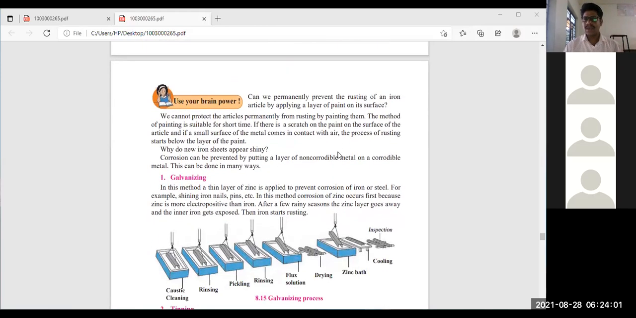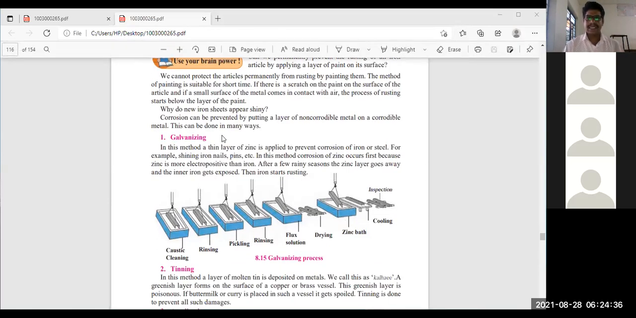Now, one thing: we cannot protect permanently from rusting by painting. Any object, any article, even though we are coloring it, we cannot prevent it permanently. When that layer is removed, the rusting process immediately starts. The corrosion process will start. So for that reason, we have to paint it from time to time. If we do not paint it, then after a few days that object will be totally rusted, and that metal will lose its luster and everything. So we have to paint regularly.